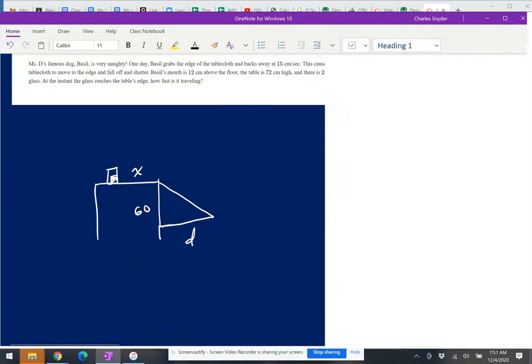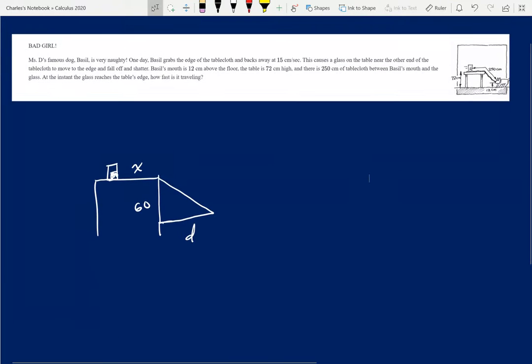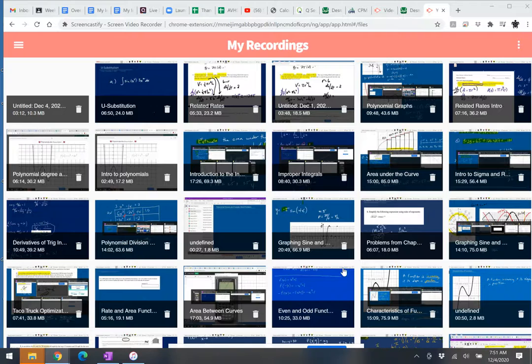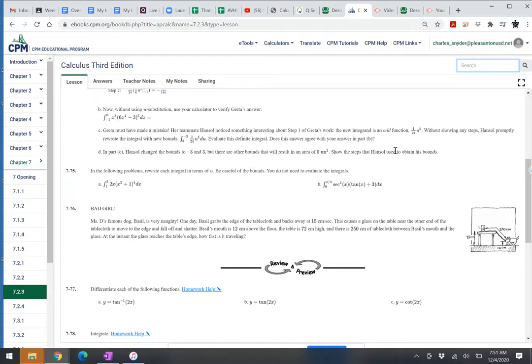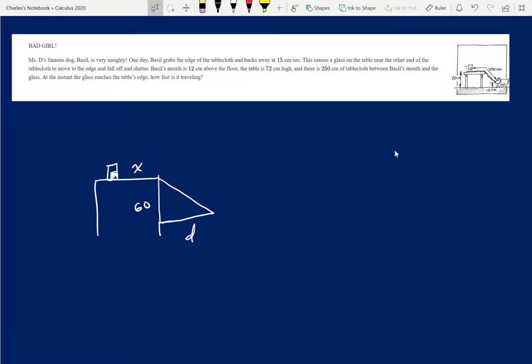Okay, so I wanted to do one problem from CPM. I think it's problem number 76 in chapter 3, and it's about the dog. The dog is dragging the glass away from the table, and they give you a lot of information in here.